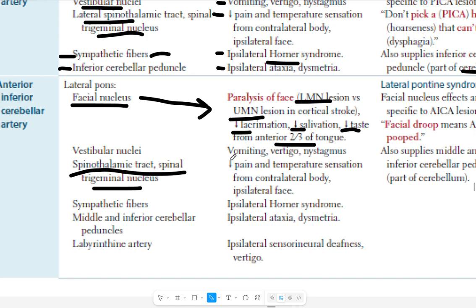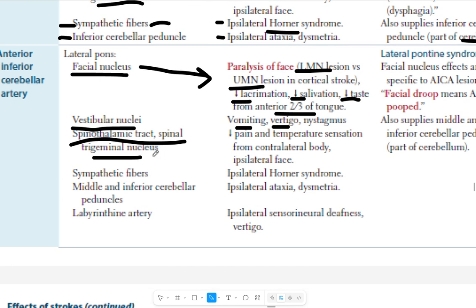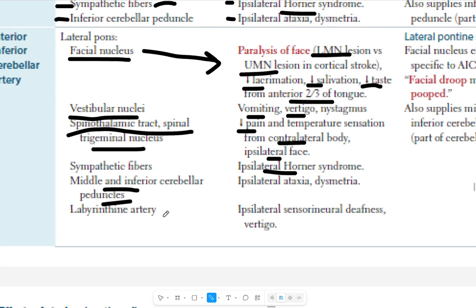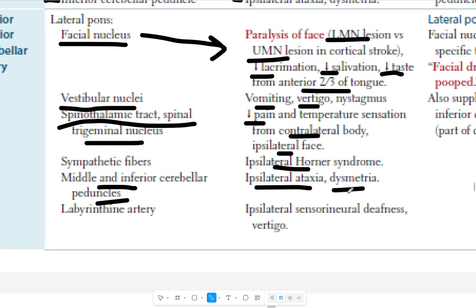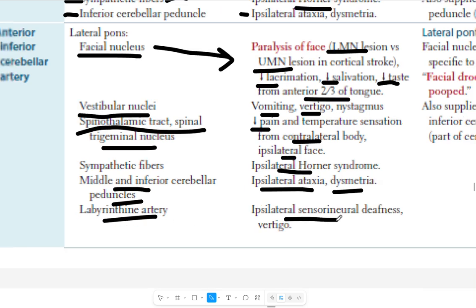And then because of the vestibular nuclei being lesioned, we're getting vomiting, we're getting vertigo, which is basically your loss of balance, and nystagmus. And then because of the spinal thalamic tract and the spinal trigeminal nucleus being lost, we're getting loss of pain and temperature sensation from the contralateral body and ipsilateral face. Sympathetic fibers being lost again is giving us the ipsilateral Horner syndrome. With the middle and inferior cerebellar peduncles, you're cutting off the pons from the cerebellum, so you're getting ipsilateral ataxia, dysmetria, and the labyrinthine artery gone is giving us ipsilateral sensorineural deafness and vertigo.